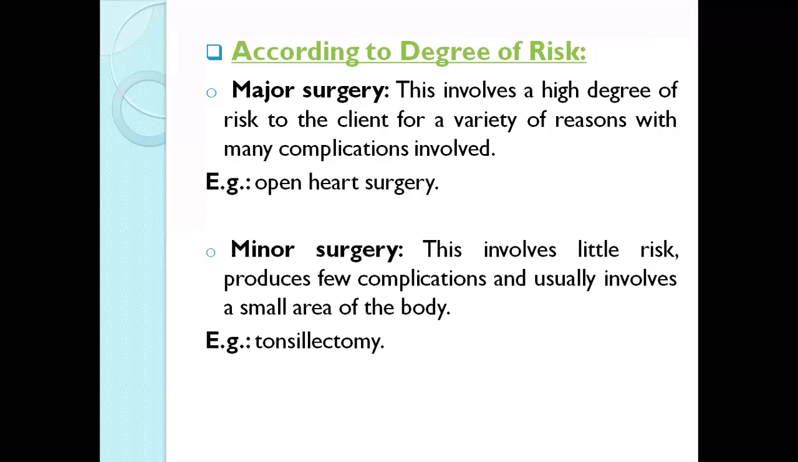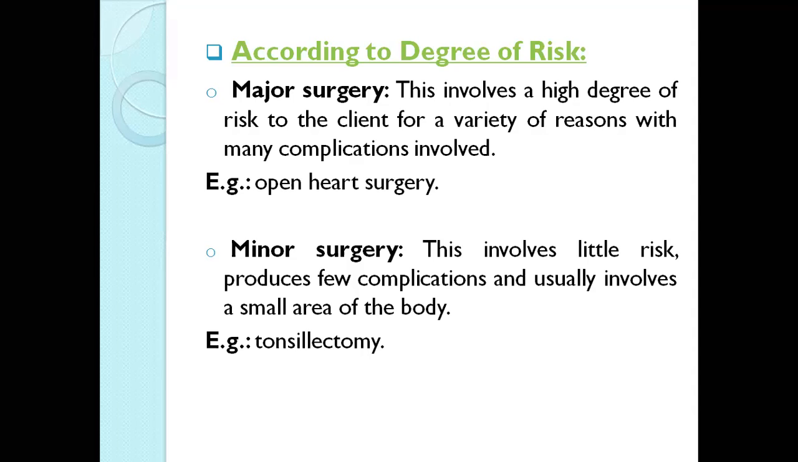When we say major surgery, a very high risk is involved, for example open heart surgery, which is a very risky surgery. In a hospital, whenever a patient goes for this type of surgery, we usually take a high risk consent, where we explain to the individual as well as to his family the risks involved after the surgery, so that the family is prepared beforehand if anything happens to the patient. Major surgery involves a very high degree of risk to the client, with many complications.